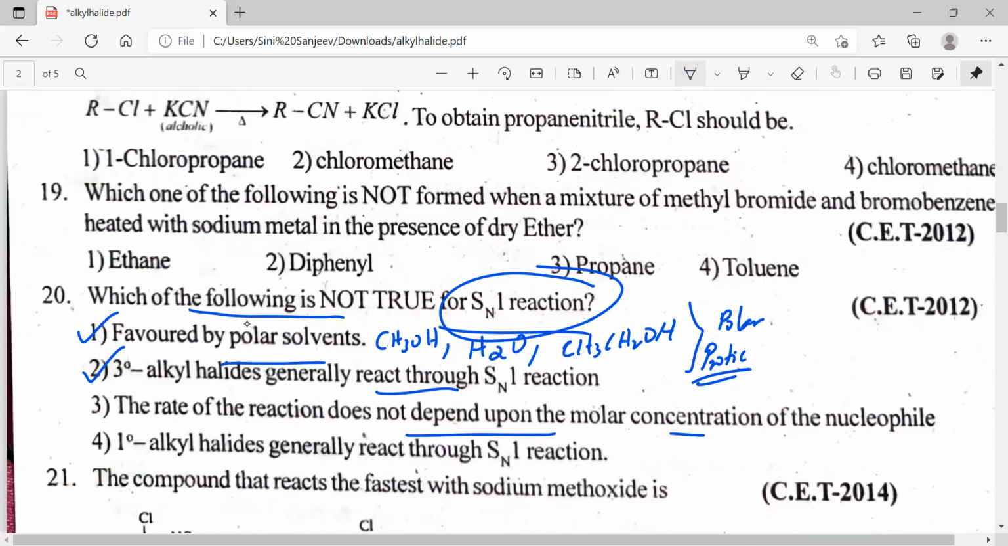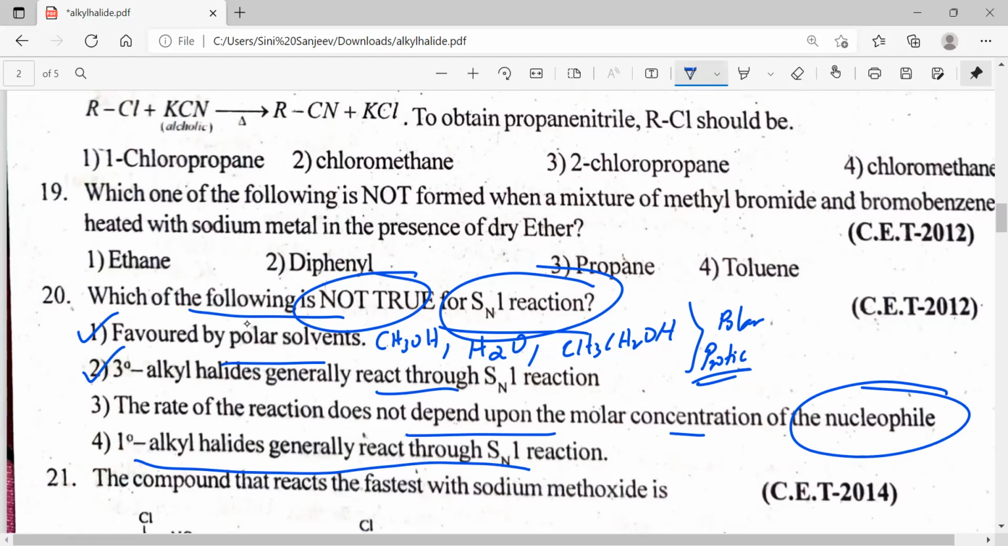Okay, and the last one, primary alkyl halide generally react through SN1 reaction. Primary alkyl halides react through SN1 reaction. So again, the question here is what? Not true. So the nucleophile is the most important thing here. Correct? Is it so? So what is the answer for this? 20th one. They are told here already in the question. Option 2 we are given as correct.